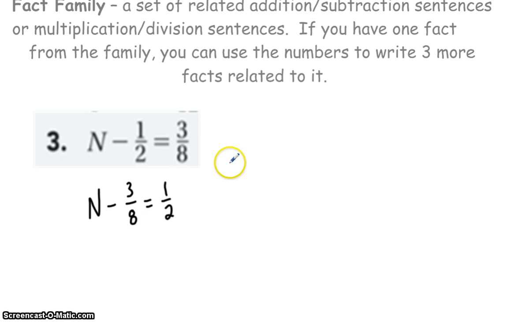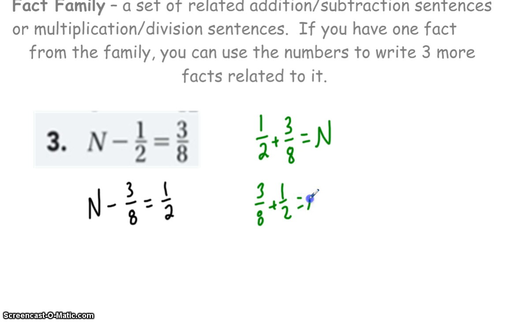My addition sentences that are related to it would be that I would have 1/2 plus 3/8 would equal n, because n is the largest value and therefore should be the answer to the addition of the other 2 numbers. And then the second addition fact would be that 3/8 plus 1/2 would equal n. So these 4 facts are a fact family.